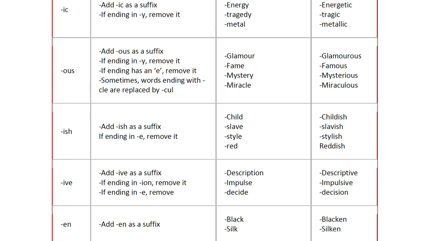Mystery. Remove the Y and add IOUS. See, there's a little change in the spelling. I is extra over there. Instead of Y, you add I. Most of the changes, whenever you make them, instead of Y, you add I. Okay? Then miracle. Miracle becomes miraculous. That is the last change that was written over there. Ending with CLE becomes CUL and then OUS.